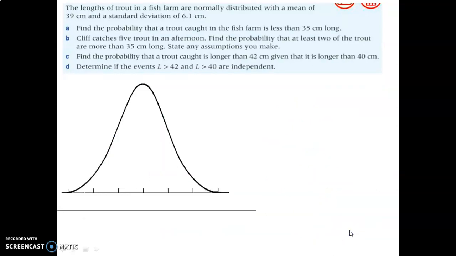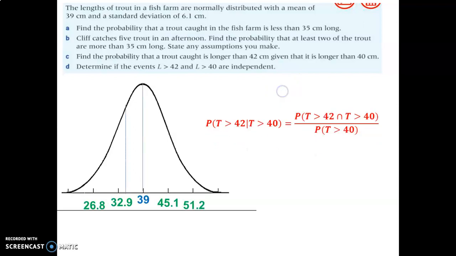Let's look at this one here. We're still in the trout problem, and now we're looking for the probability a trout is longer than 42 centimeters, given that it is longer than 40. Okay, so now we see this wording, given that. Remember that. That is now our cue for the conditional probability formula. Let's try that out. So here's our mean, there's the data. We're looking for a probability that a trout is greater than 42, given that it is greater than 40.